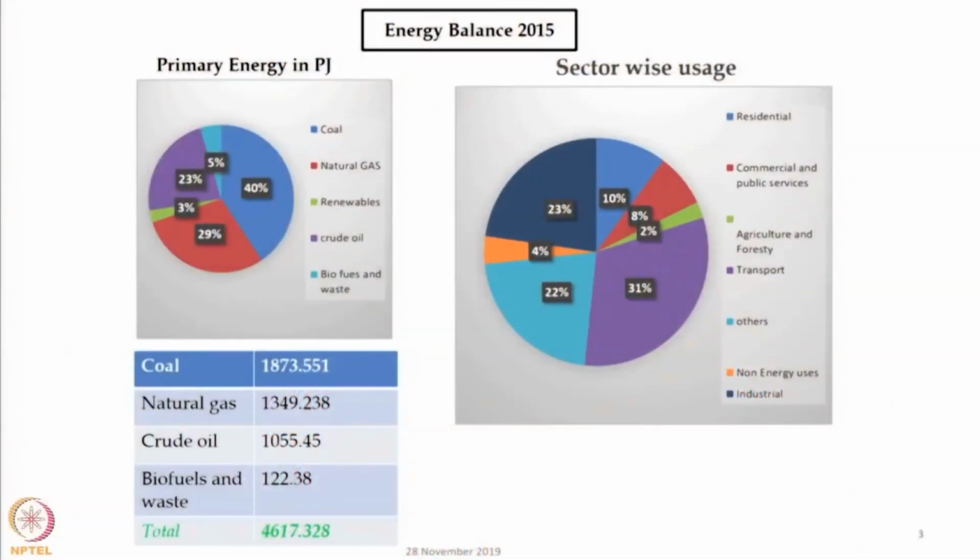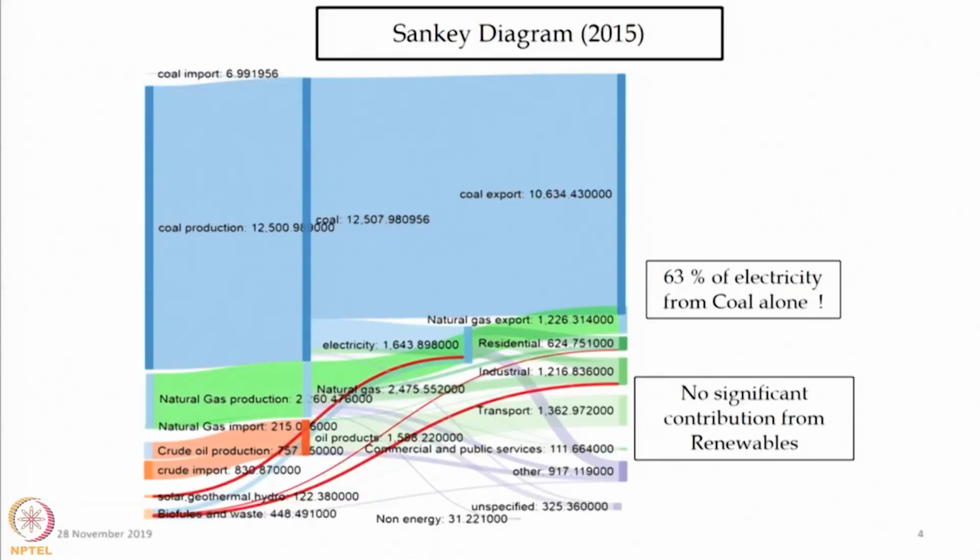When we talk about energy, 40% of energy is consumed from coal and 29% comes from natural gas. But the amount of renewable energy is very less. Sector-wise, the transportation and industry sectors consume more energy. From the Sankey diagram, it is clear that coal production has the lion's share, and next we have natural gas. It is observed that 63% of electricity comes from coal alone, and there is no significant contribution from any renewable energy sources.